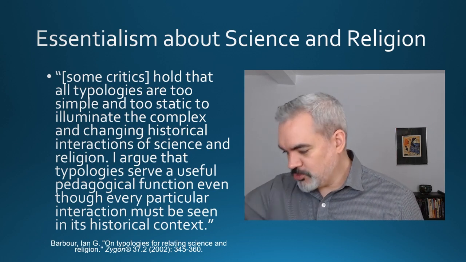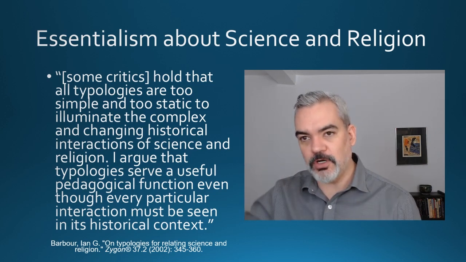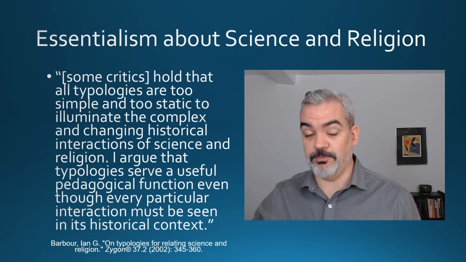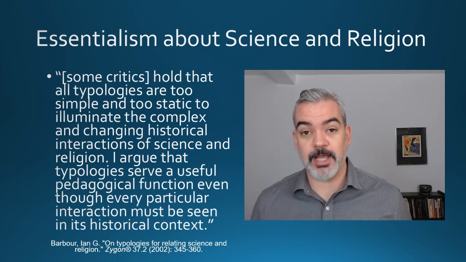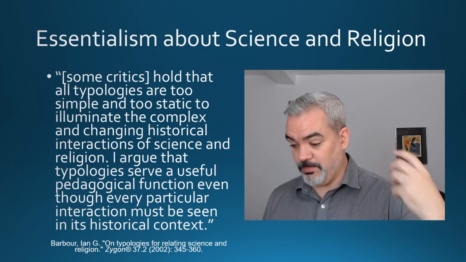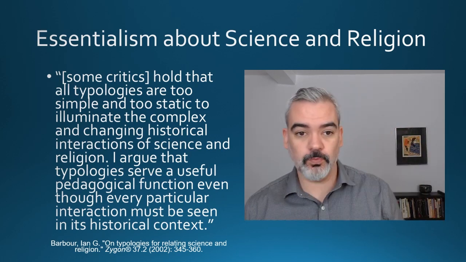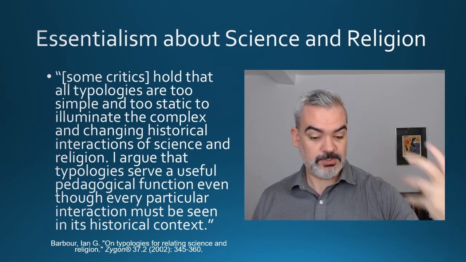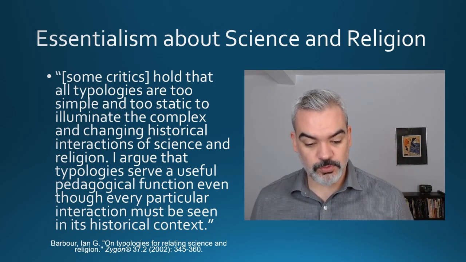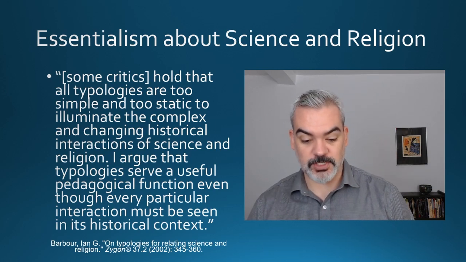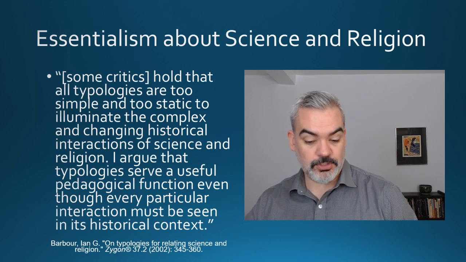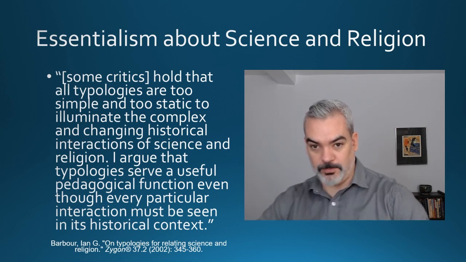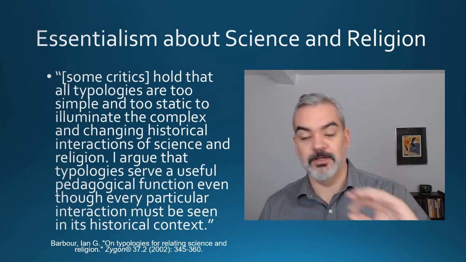So treating science and religion as having unchanging universal characteristics is really just to ignore the complexities and diversity of religions and science. Those are both very broad categories with very different examples within them. So Barbour himself argues that it's just too simple to say that all the relationship between religion and science falls under one of these categories all the time. So here's a quote. He says, "Some critics hold that all typologies are too simple and too static to illuminate the complex and changing historical interactions of science and religion. I argue that typologies serve a useful pedagogical function even though every particular interaction must be seen in its historical context."